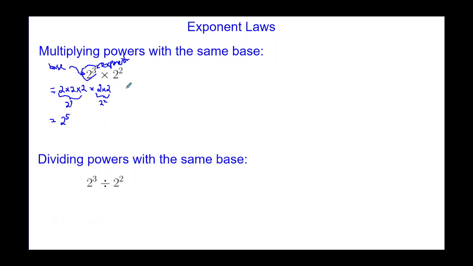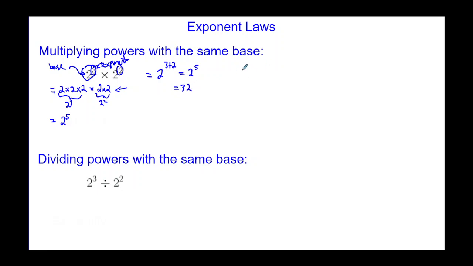Now, obviously, we don't want to have to rewrite this every single time we do this. So when we multiply powers with the same base, the shortcut here is to say, hey, let's keep the base and then just add the exponents. And the reason why that works is that we're multiplying 2 by itself 3 times and also 2 by itself 2 times. So in total, we're multiplying 2 by itself 5 times. And then if we wanted to evaluate this, we could go to our calculators and plug that in and get an answer of 32.